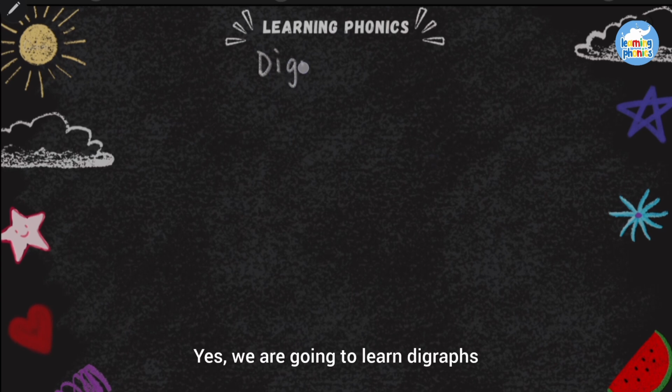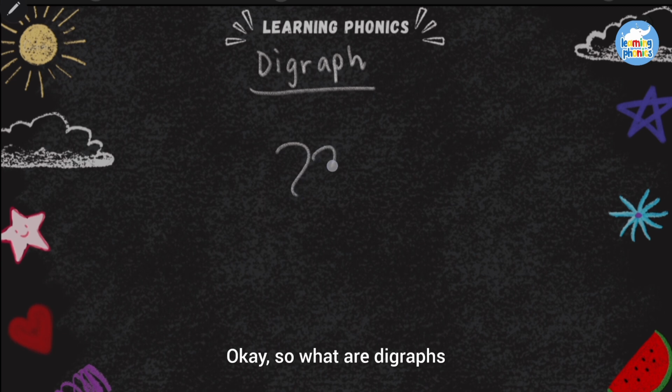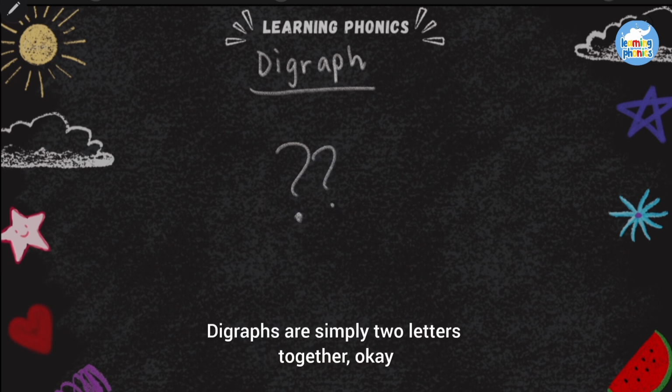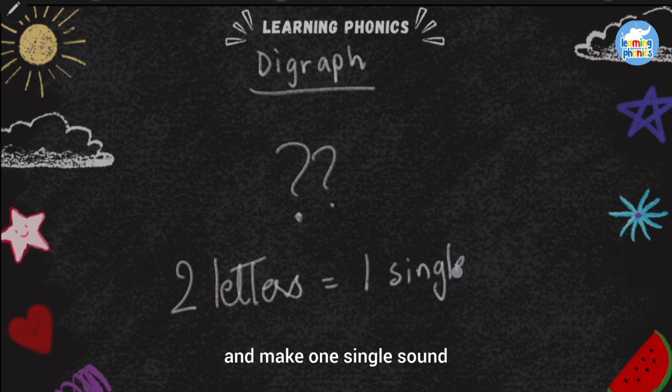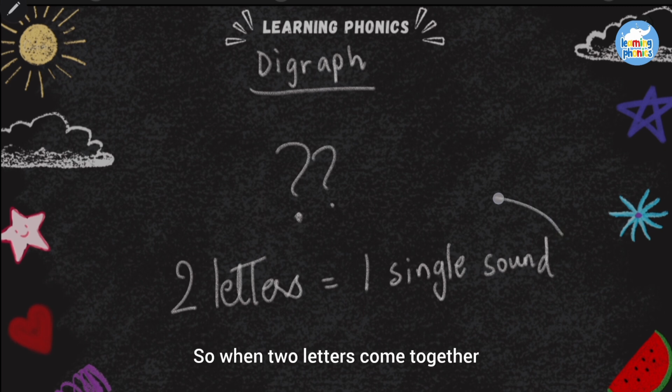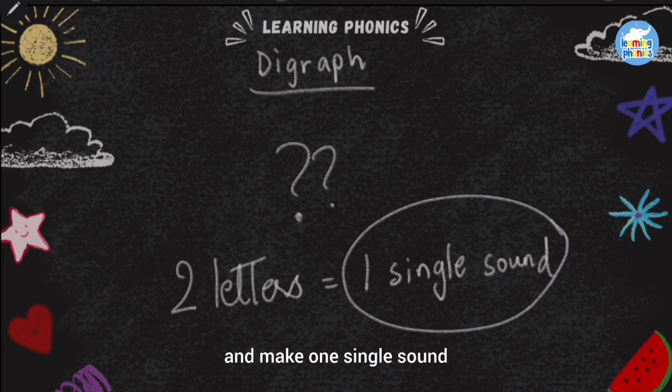Yes, we are going to learn digraphs. Okay, so what are digraphs? Digraphs are simply two letters together. Two letters that come together and make one single sound, one single sound or phoneme. So when two letters come together and make one single sound, it's called a digraph.